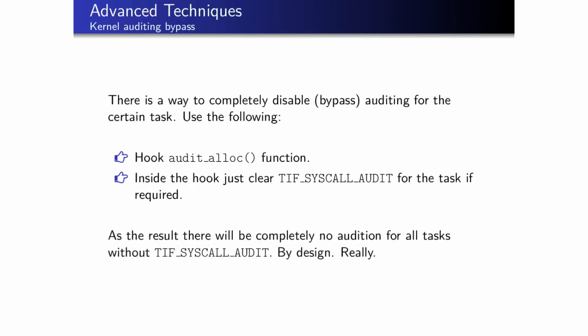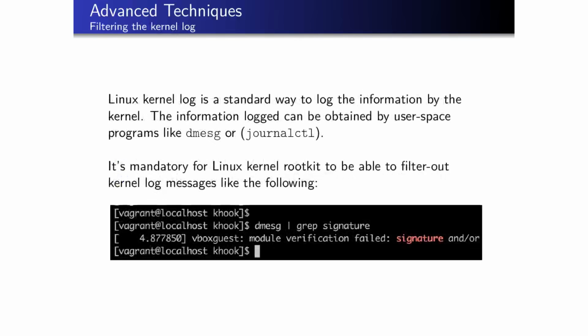When you are inside kernel mode, you can just hook the audit_alloc function, which is called on each process start. This function allocates the audit context. In this function, you can just remove one flag from the so-called thread information flags, and the kernel will not audit those processes. So it's easy. This is the code, but it is not so interesting.